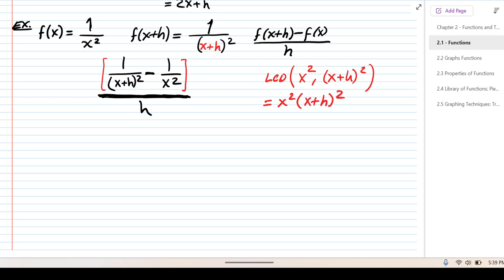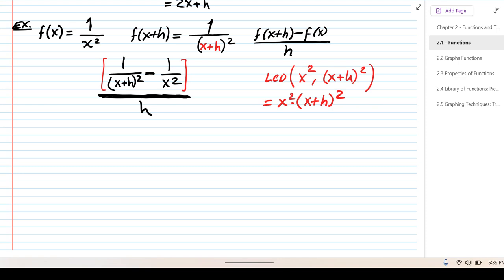If you need to review LCDs, by the way, you can always look elsewhere on the web, but I also have these on my YouTube channel, in my college algebra class, I believe, and also I may have a few in my intermediate algebra class. Both of them are on YouTube. Okay, so at this point we know that's the LCD, the product of the denominators.